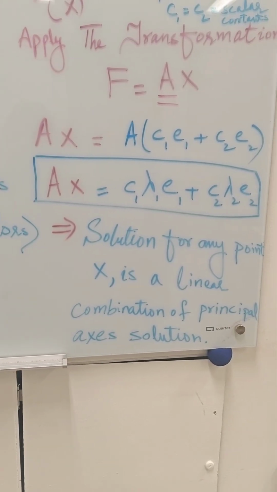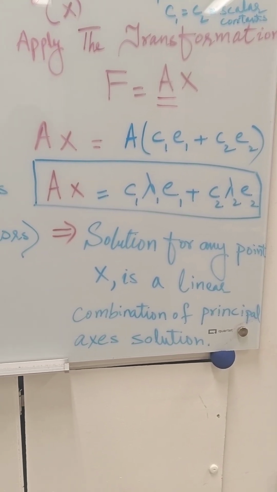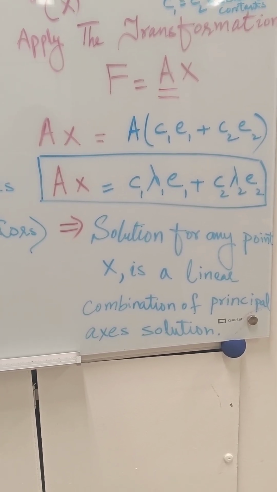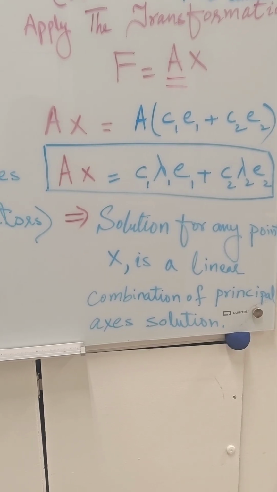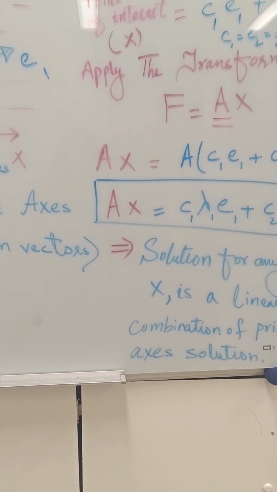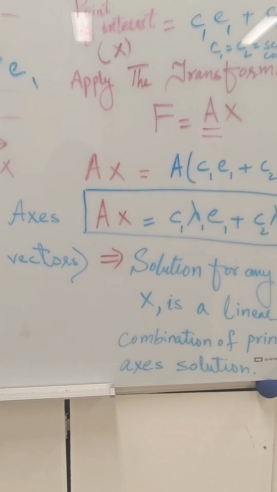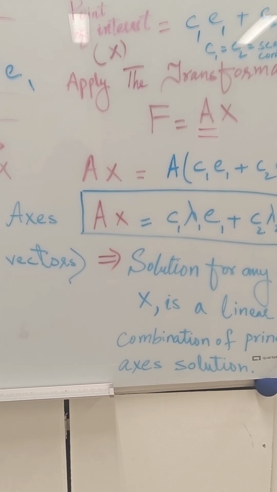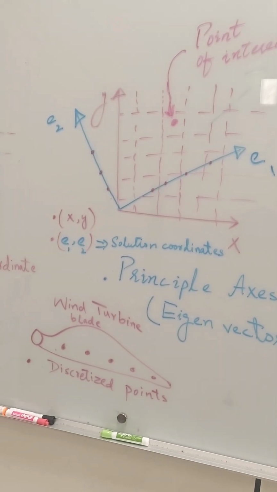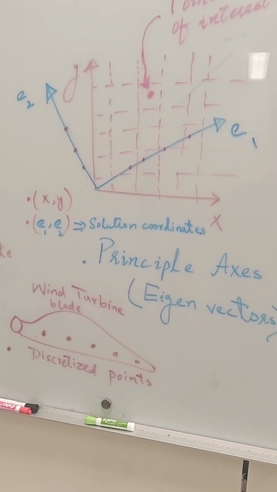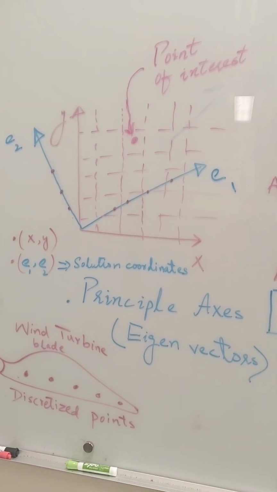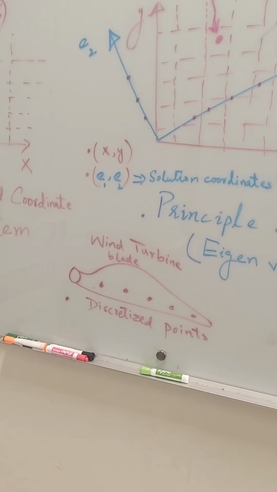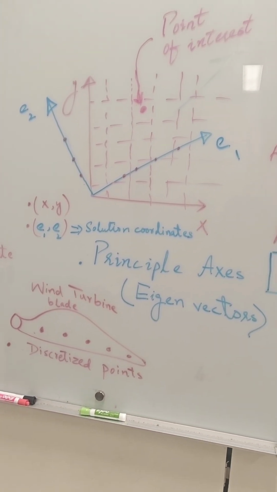So the solution for any point x that is not on a principal axis or eigenvector direction is a linear combination of the principal axis solutions. And that's the case for the steady case. Let's say your force is changing, then your eigenvectors may change, so you would have to go through this whole process again to find these eigenvector directions or new solution coordinates, so that you can easily find the solution for other points, or the discretized points, in your space. So this is how you visualize them.